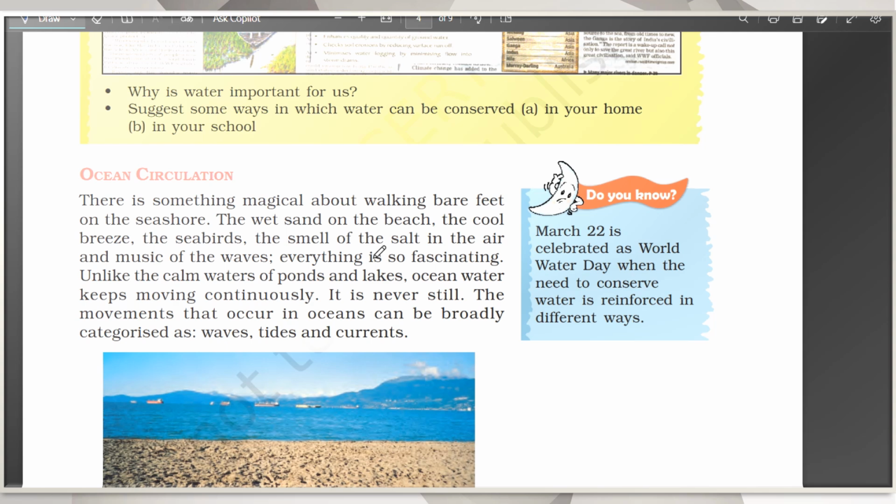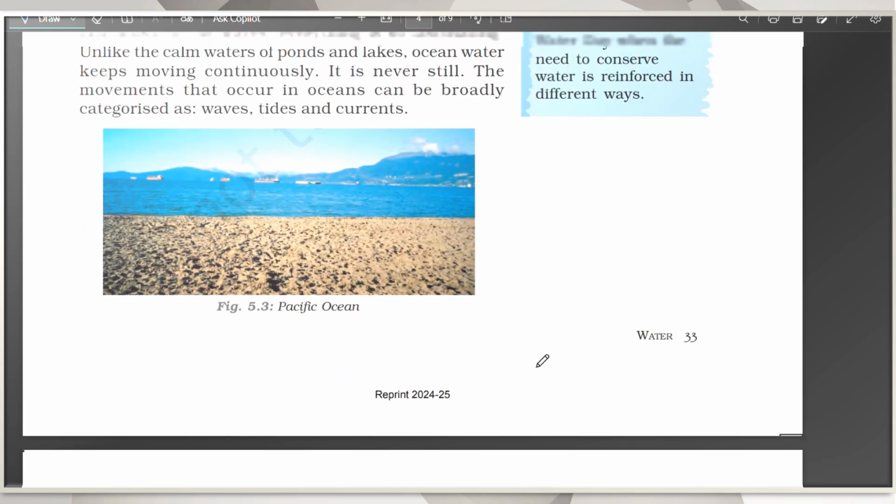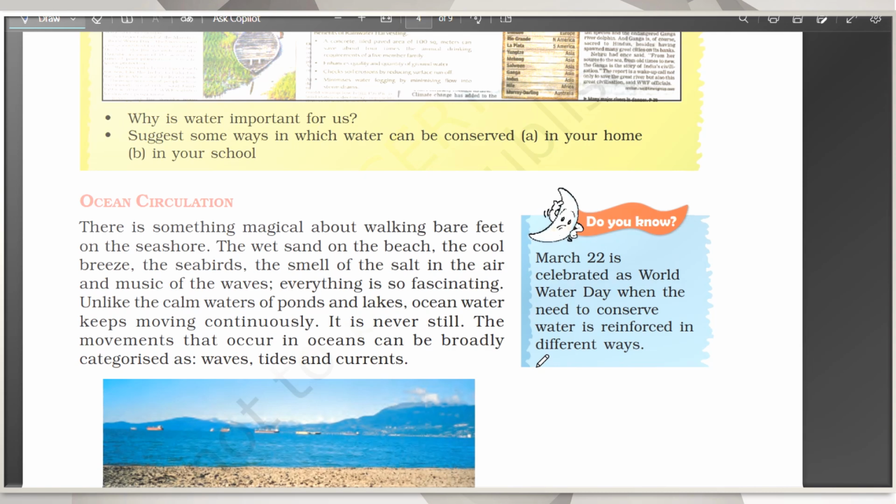Unlike the calm waters of ponds and lakes, ocean water keeps moving continuously. You can see that pond and lake waters are a little bit still, but ocean water is moving all the time, so it is never still. The movements that occur in oceans can be broadly categorized as waves, tides, and currents. So here we will stop. You will see about the ocean categories in the next part.